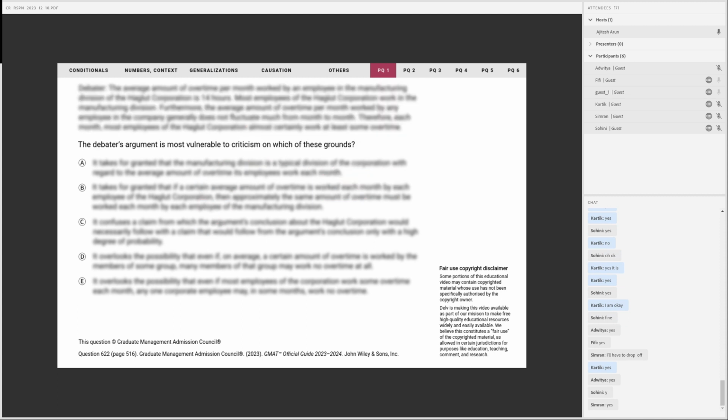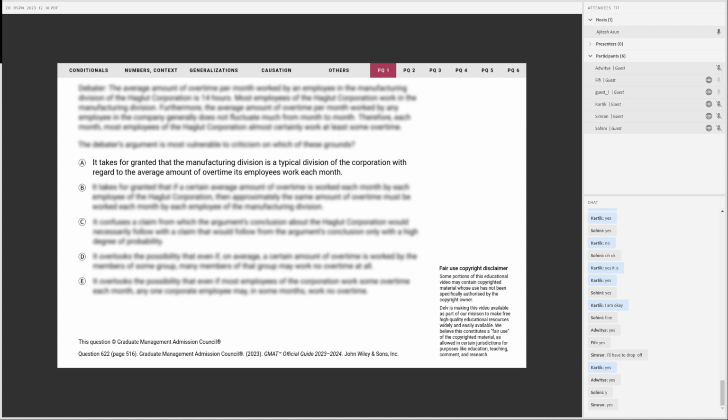Perfect. Now, the question says the debater's argument is most vulnerable to criticism on which of these grounds? Pretty standard. Let's take the first option. It takes for granted that the manufacturing division is a typical division of the corporation with regard to the average amount of overtime. Now, when would this be the case? This would be the case if you looked at the manufacturing division and said, I'm going to use the manufacturing division to generalize to the other divisions, right? So the other divisions must also be like this, and therefore the entire company must be like this. But that's not what this argument is doing. It does not assume that. So when we say it takes for granted, we mean it assumes. It does not assume that the manufacturing division is like the others.